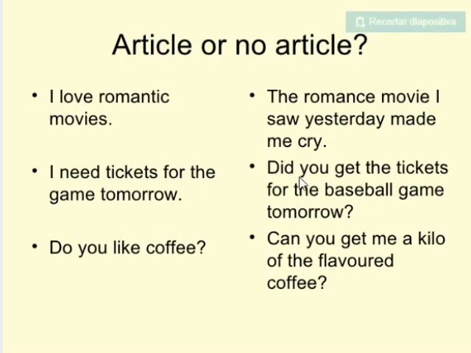In these examples, did you get the tickets for the baseball game tomorrow? In the first case, we are talking about tickets in general, but in this case, we are talking about the tickets that I need for the baseball game. So in this case, we have to use the article the. In these examples, do you like coffee? It is a general question. It is not talking about a specific coffee, but coffee in general. In this case, it says, can you get me a kilo of the flavored coffee? It is referring to a specific type of coffee. What coffee? The flavored one. The flavored coffee, okay?